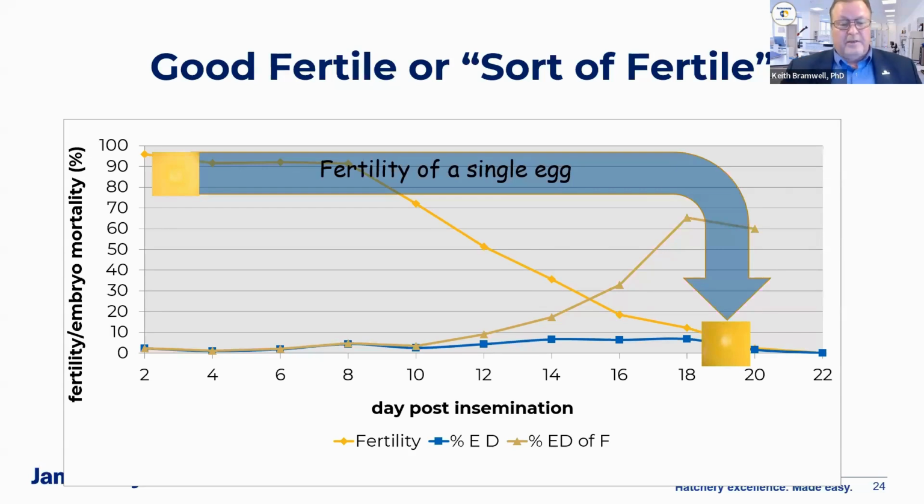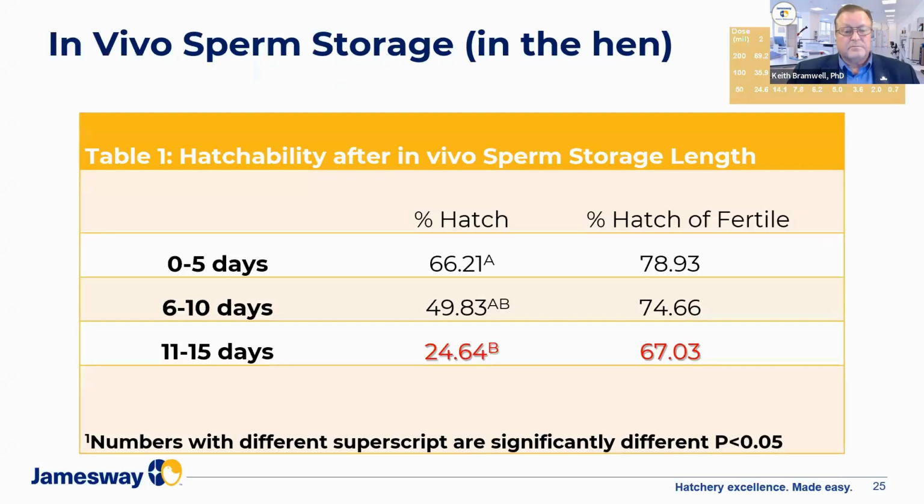So if we look at an individual egg, it's going to hit a point where it's no longer fertile. Collectively, that could go 20 days, 22 days, 24 days. We could still have some fertility in there. But anytime we're getting out that long after a single mating, we're asking for some problems.